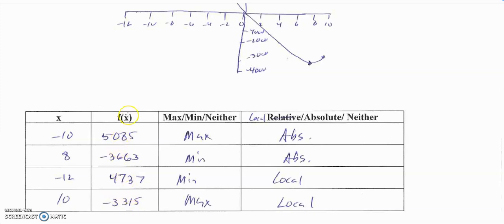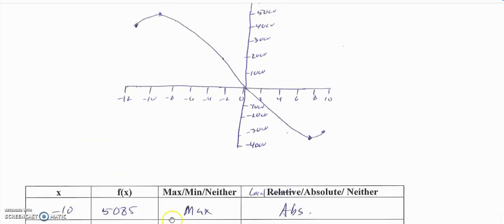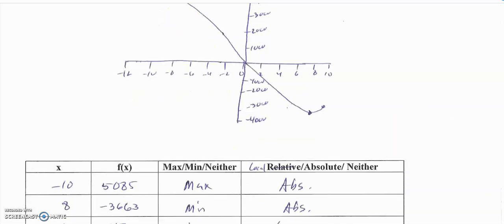Looking at the y values, the lowest is negative 3,663, so I went to negative 4,000. The highest is 5,850, so I went to 6,000. And then we'll look at each point. So negative 10, 5,085. That would be an absolute max. The next point, 8, negative 3,663. That would be an absolute minimum.